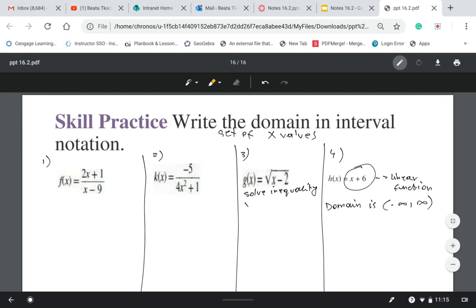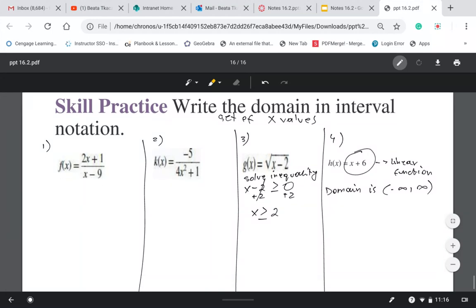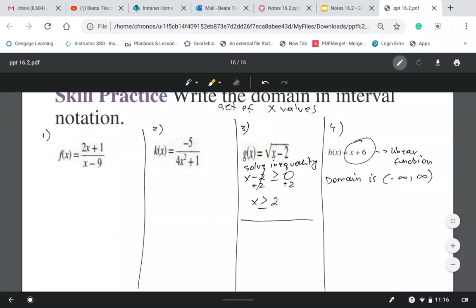Whatever is under the square root, which is x minus 2, has to be greater than or equal to 0. Solve that inequality for x. We're adding 2 to both sides, so we're getting x greater than or equal to 2. We need to express the domain using interval notation, so we're shading everything from 2 to the right side. The domain will be the interval from 2 to positive infinity.